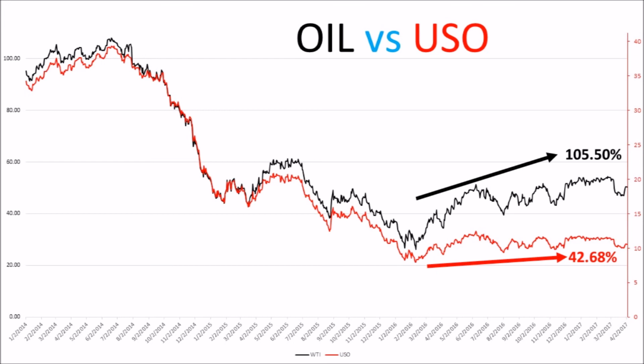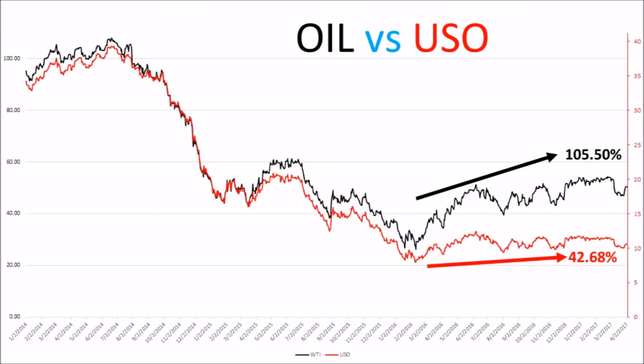And so you can see that even though you might have thought that oil was going to appreciate and you bought the USO as a fund to track the price of oil, you would have been correct. You would have caught an uptrend, but you would have only captured about half as much of that appreciation. And the difference of that 105% versus only 42% is the decay rate of the ETF USO.